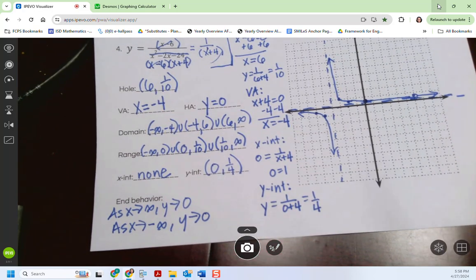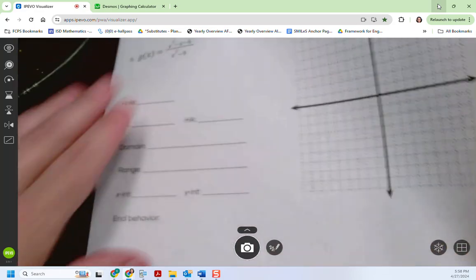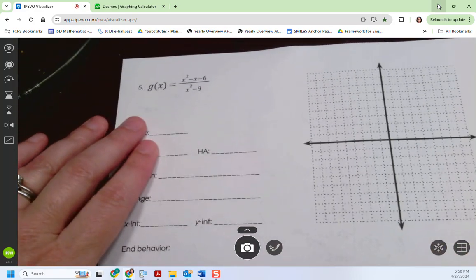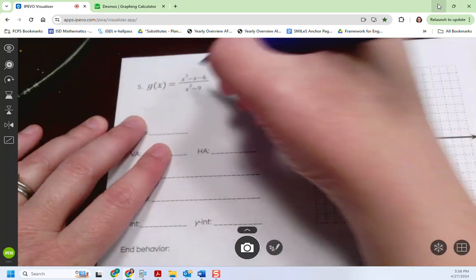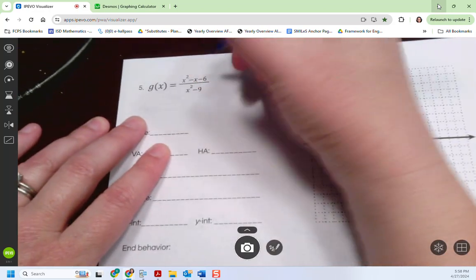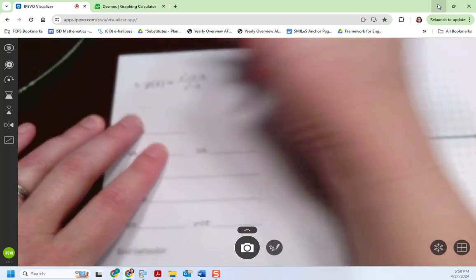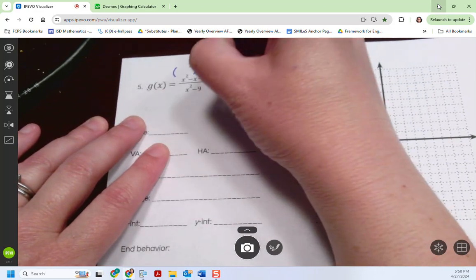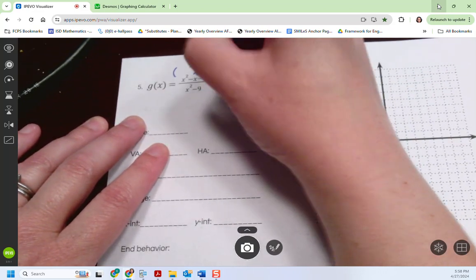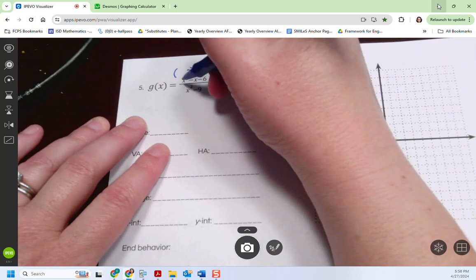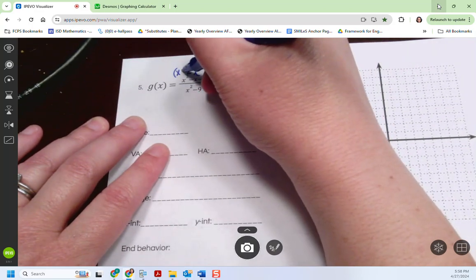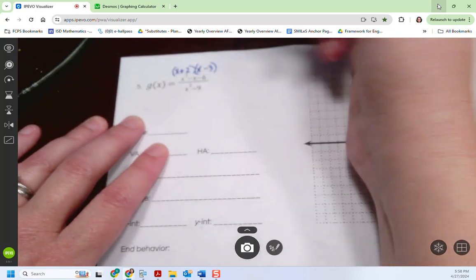All right, let's go to the back. We have 2 more practice problems that involve factoring. This one, I'm looking for numbers that multiply to -6 and add to -1. Those numbers are going to be -3 and 2. And then the x squared comes from x times x.